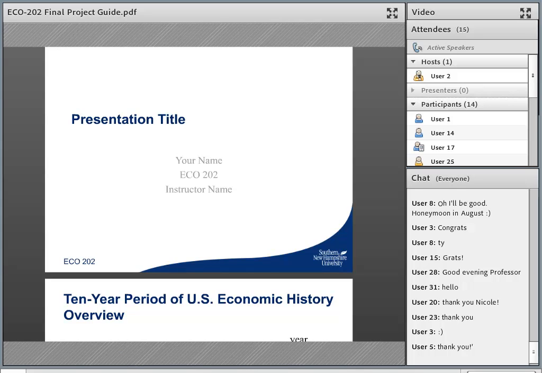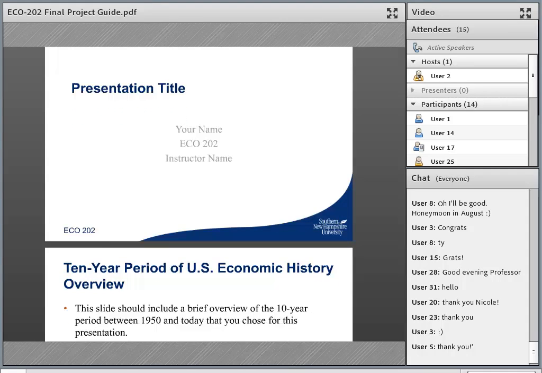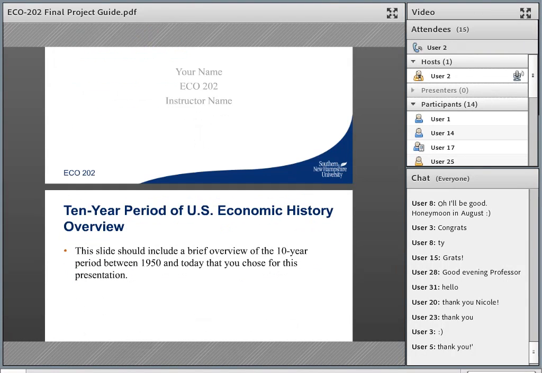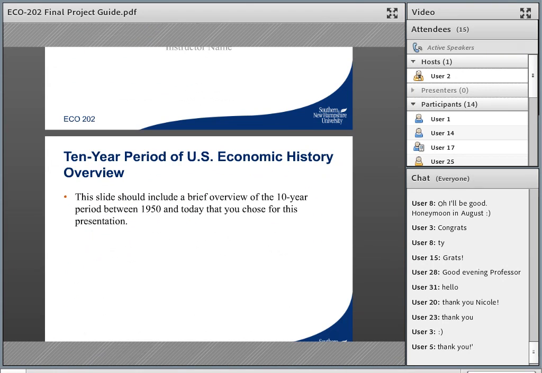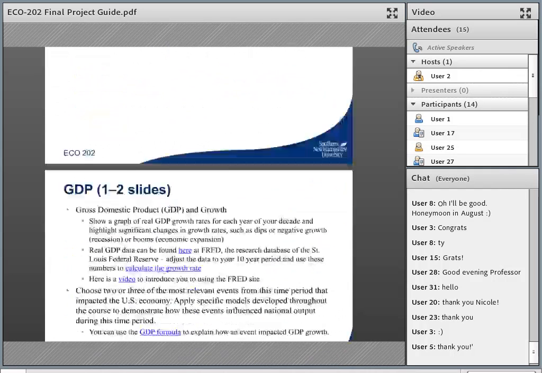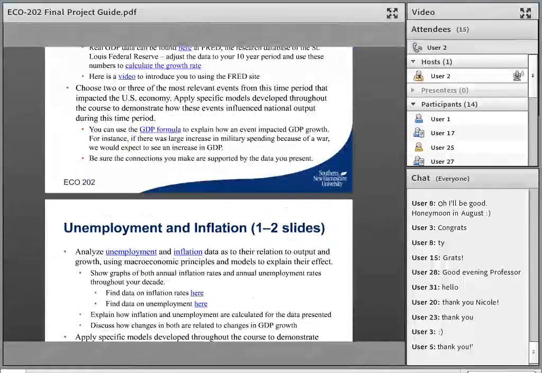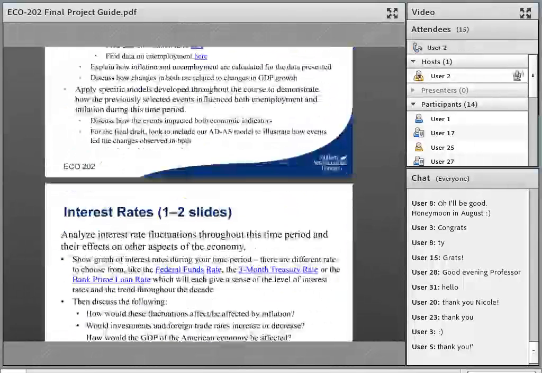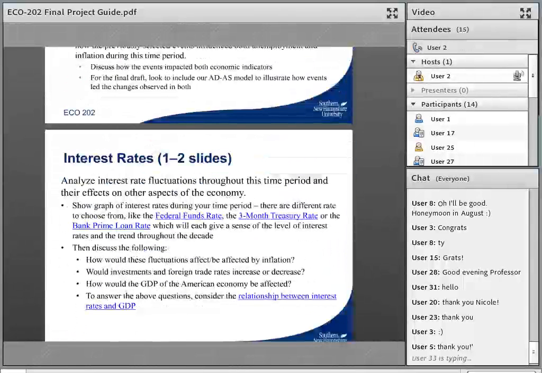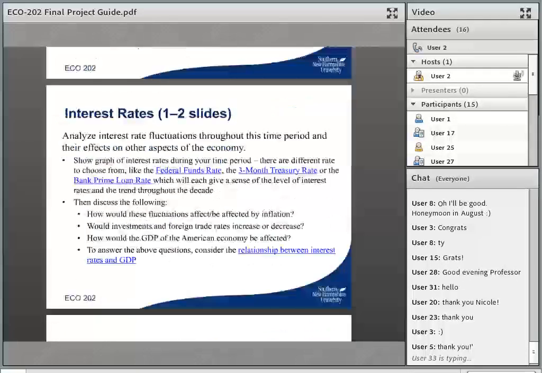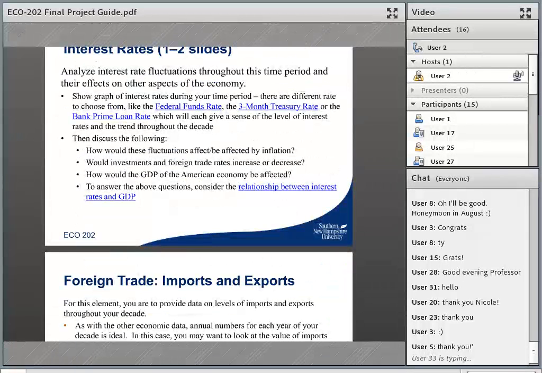So just to keep things aligned with how the rubric lays it out for the final project, you notice that you have your title slide, you've got your 10-year overview slide, which really is just an overview slide. You're not graded on this. This is just added to help give you a little bit of guidance about what you're going to focus on in terms of what happened in your time period. So that comes next. And then your GDP slides, which you've already done, your unemployment and inflation slides, your interest rate slides. And then this is where milestone 1 ended.